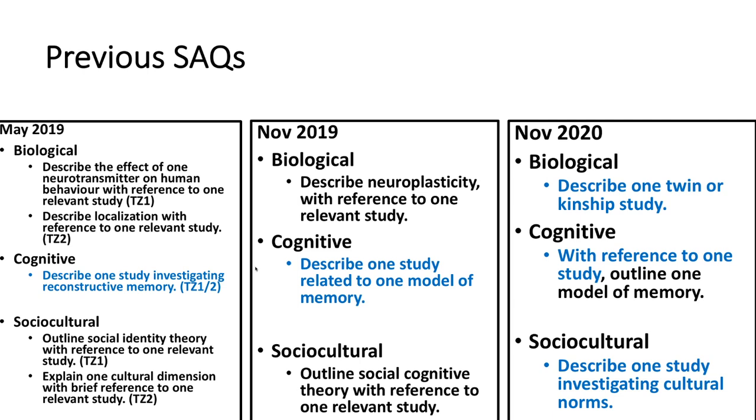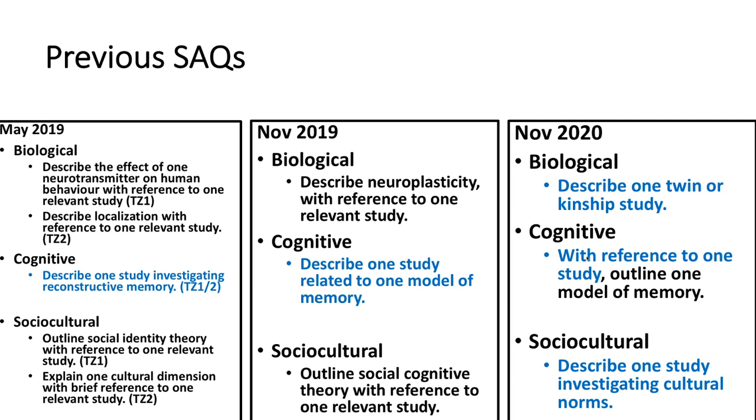These studies in blue all have something in common, and they are that research related to type of question I mentioned earlier. These other questions are the other types of questions, but we see here there's an increasing focus on studies in the short answer questions, and culminating in November 2020 with all 3 questions beginning with or putting the primary focus on the study. Describe one twin or kinship study with reference to a study. Describe one study investigating cultural norms.